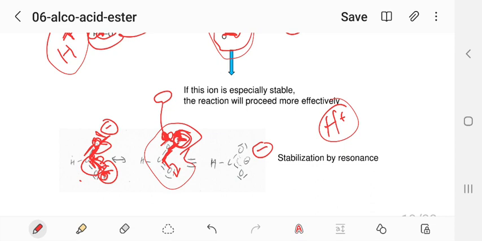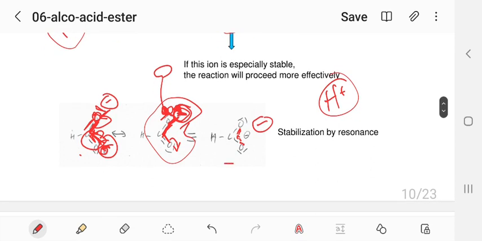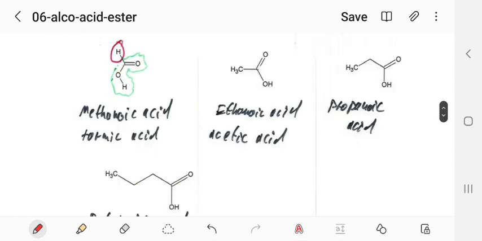And this is the case due to this double bond, which is delocalized, and this is the resonance effect that makes this anion survive. Now let's talk briefly about the names. So this is a methanoic acid because it's only one carbon, and of course the functional group is COOH.